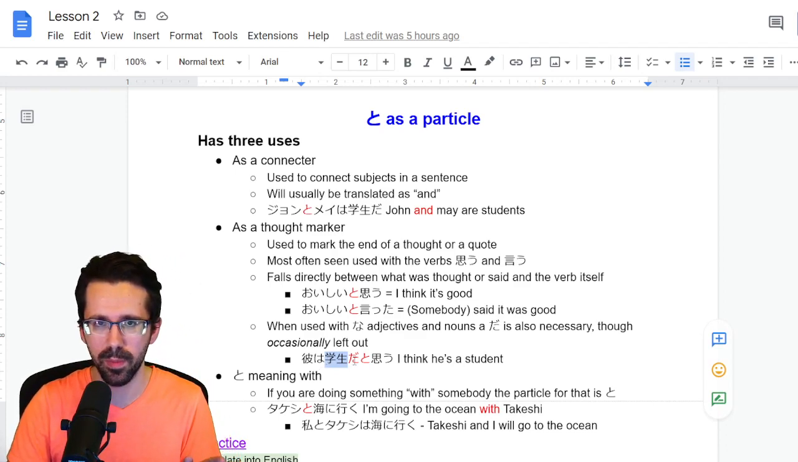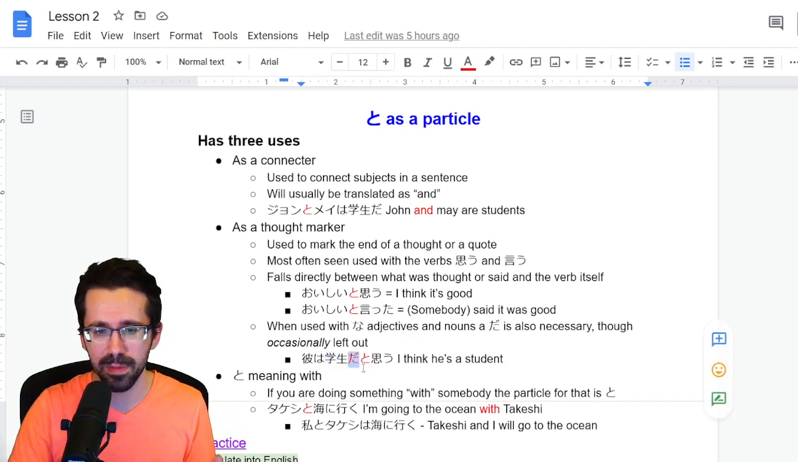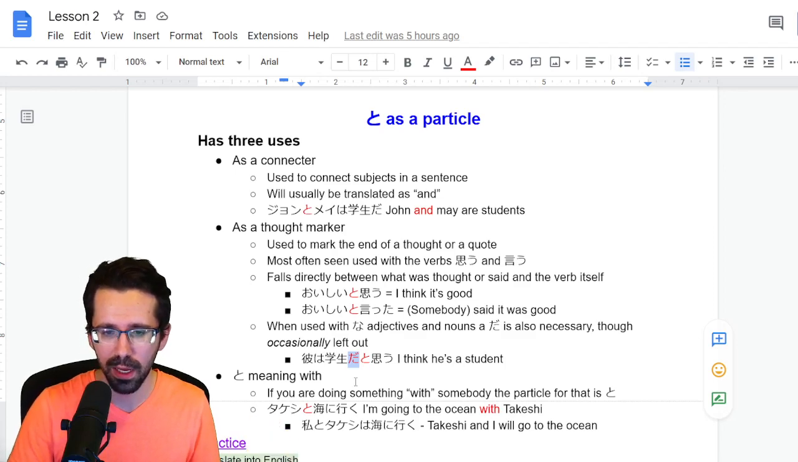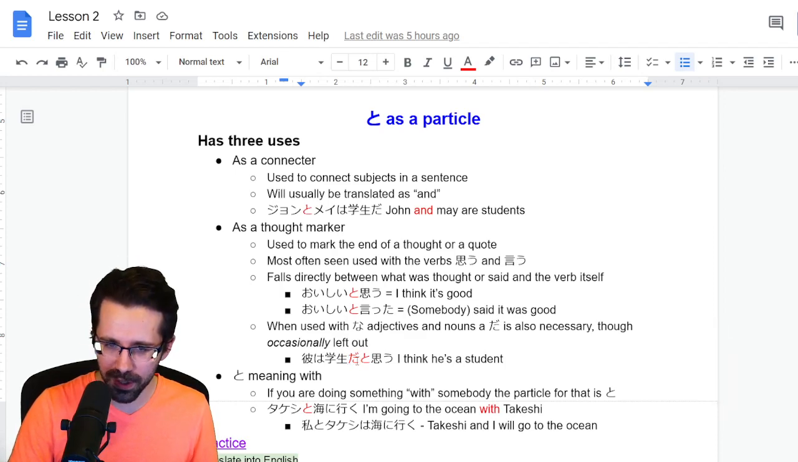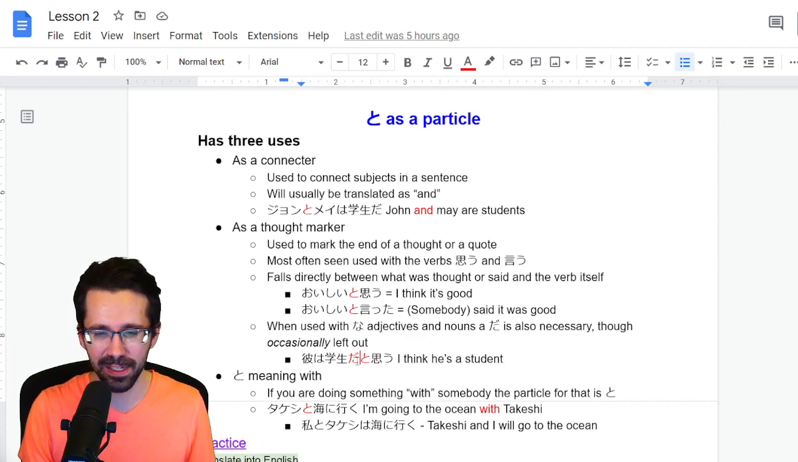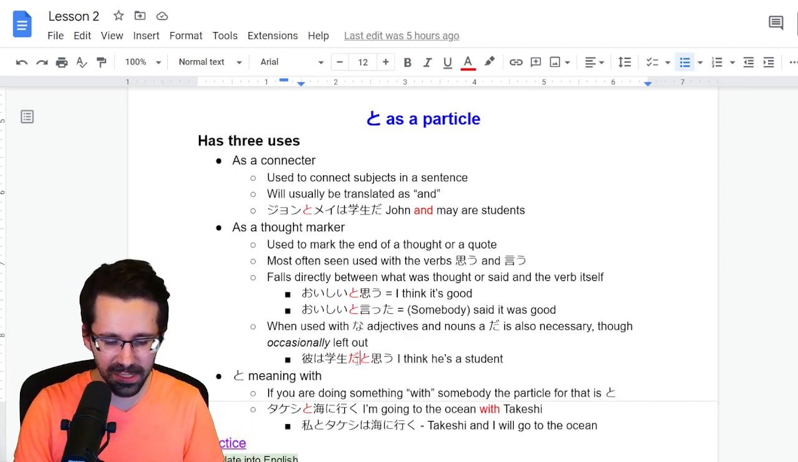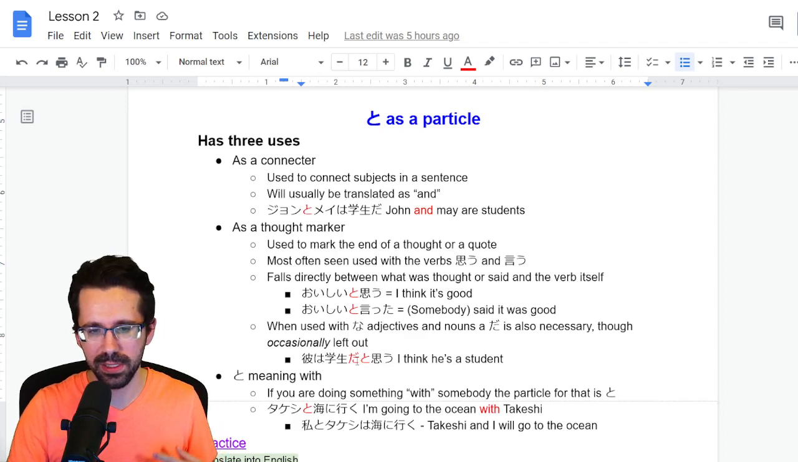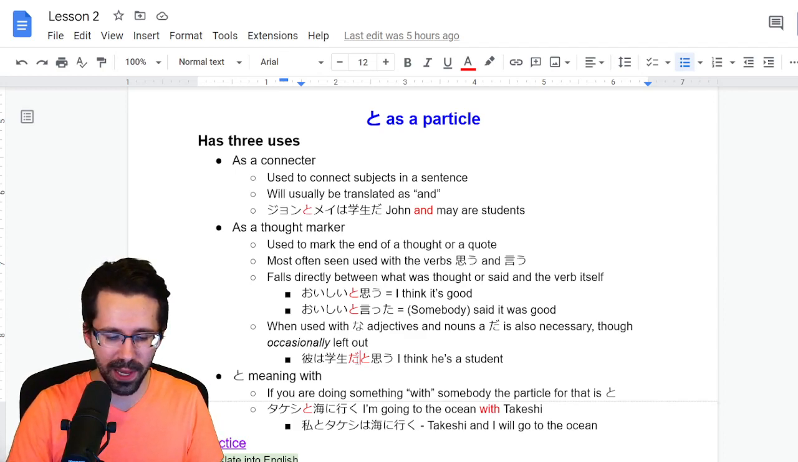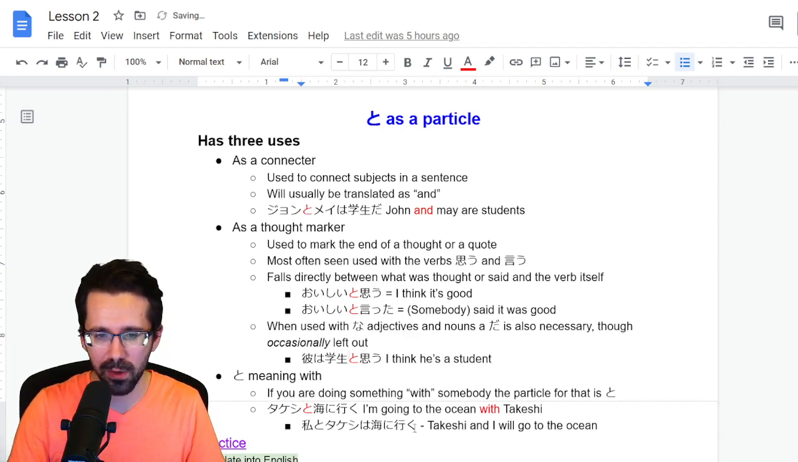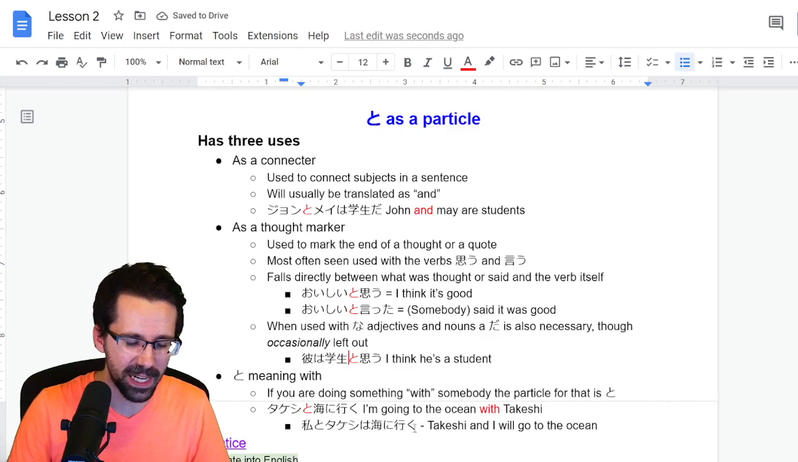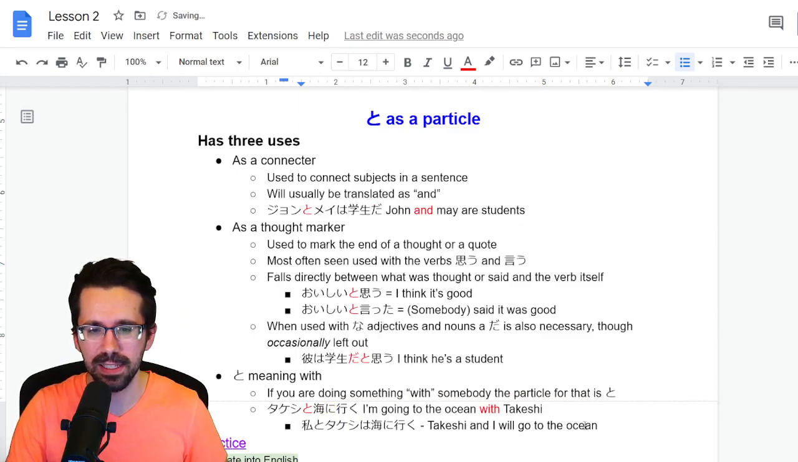Very difficult to remember. This is the exact same da that we saw with sentence enders in lesson 1. So you can kind of bundle those together in your head because it is the same da. And if you were to forget this da, it's not the end of the world. It's actually somewhat commonly left out, but it is supposed to be there for grammatical functions. So do try and remember it. But if you were to forget it and say kare wa gakusei to omou, it's still fine. It just should be kare wa gakusei da to omou.